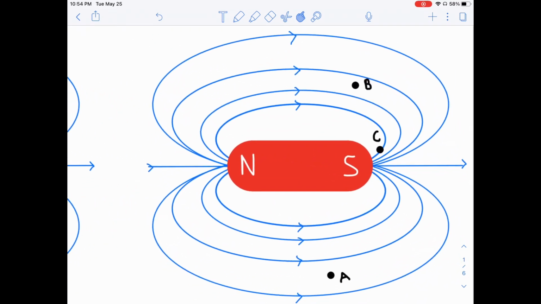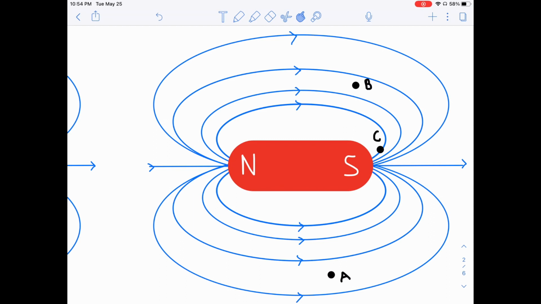Okay, so in this second picture, which object would feel the least amount of force? Again, we can tell that it would be A because A is in the spot where the field lines are further apart from each other.